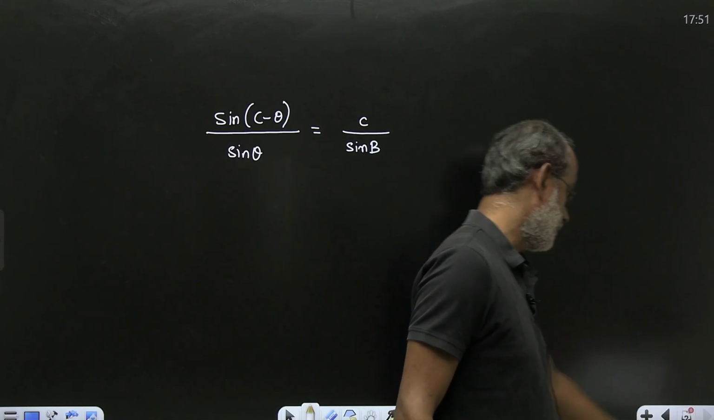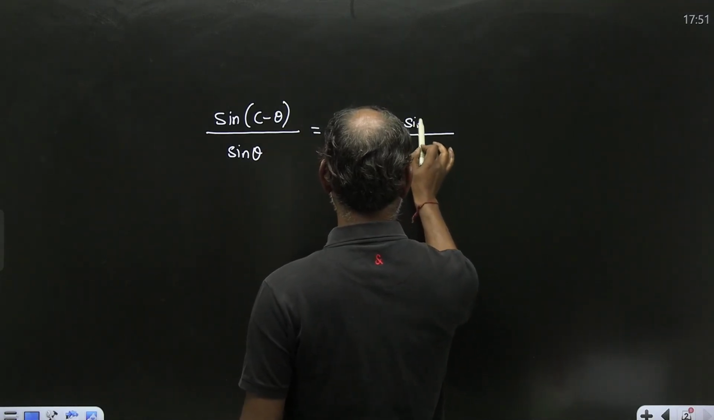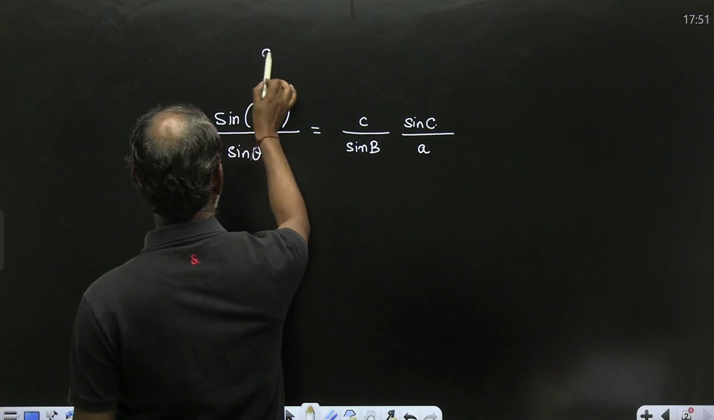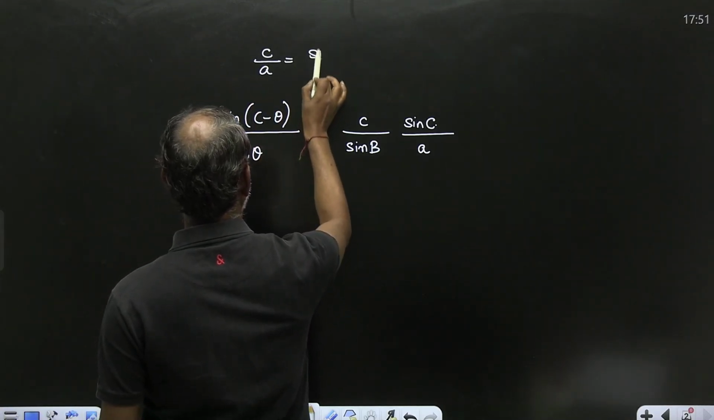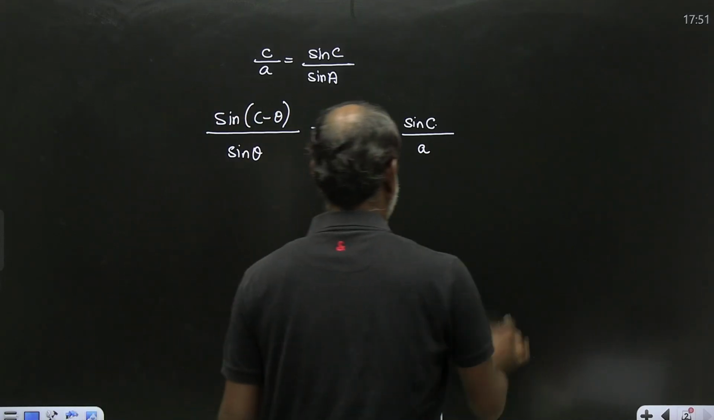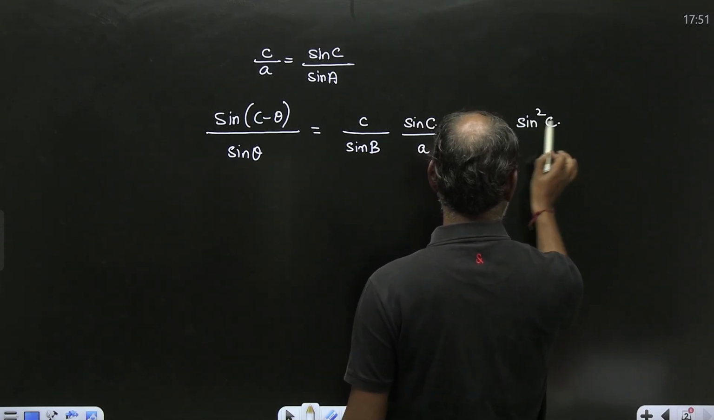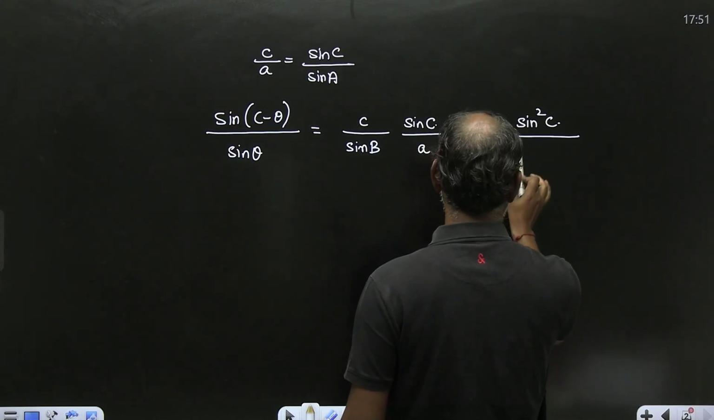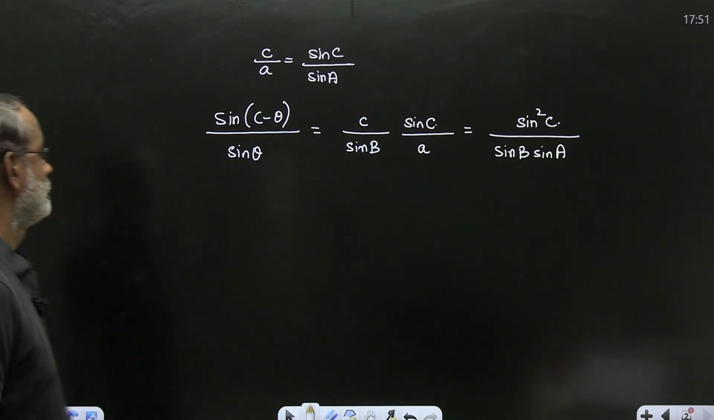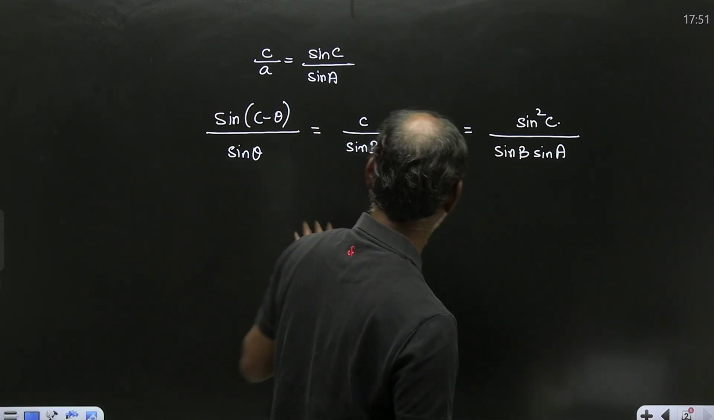A upon sine C. Now C upon A is sine C upon sine A. So if you are able to see, it is sine square C upon sine B sine A. Okay. Now, because you want cot, you want sines in the denominator.